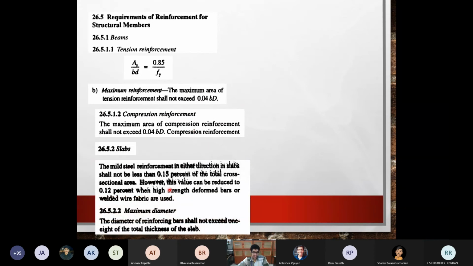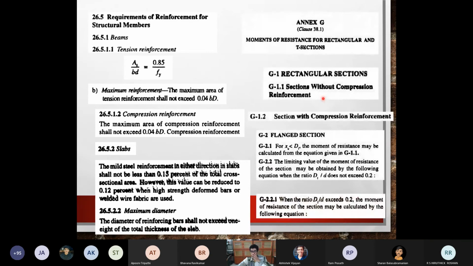Slabs, you have again minimum reinforcement. It should be at least 0.15 percent of the total cross section of the slab, and the maximum diameter of the reinforcement bar in a slab should not exceed 1/8 of the total thickness of the slab. So, for example, if it is a 120 mm slab, 1/8 of that is 15. So you can give a 12 mm bar, but you cannot give a 16 mm bar. Okay, so these requirements are there.